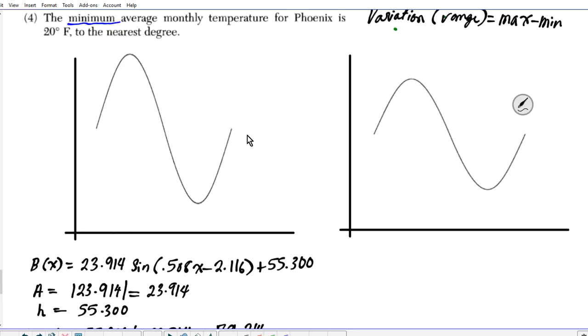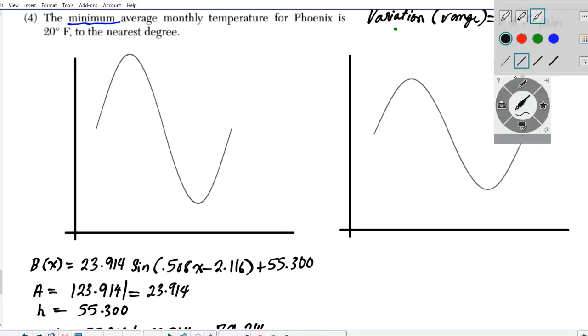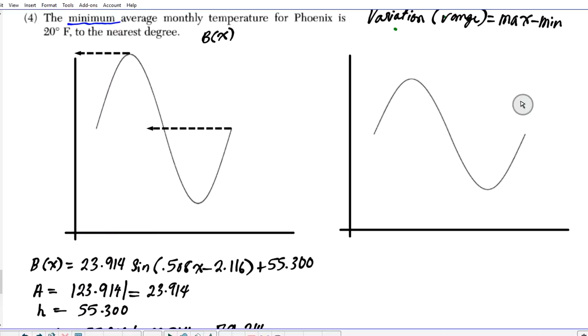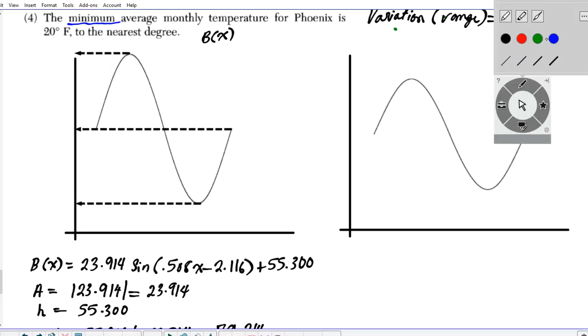So let's take a look at the graph. This one, the first one, is our b of x function. Okay, so this is what we have just found. The high point of this graph is your maximum. The peak, if you trace it to your y-axis right there, that's your high point. This is your midline, and this is your minimum, and then the span from the top to the bottom is your variation or range.